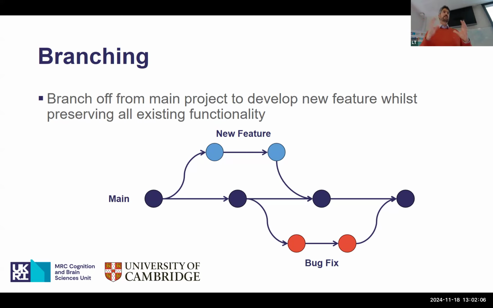Once everything is tested and it's fine, I can integrate it back into my original project. The same goes for bug fixes. So that's branching. Basically, it's a very straightforward concept. It can get very messy if it's more complicated, but Git is very good at handling these things.